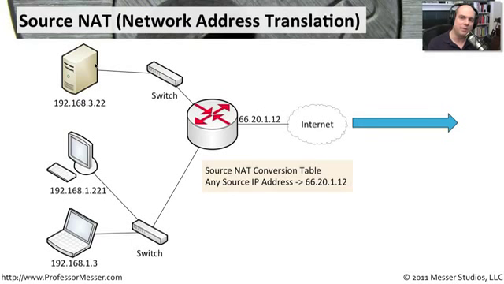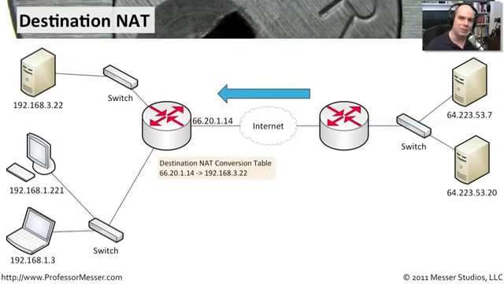But what if you do have web servers and you do have email servers and you would like people on the internet to be able to access those devices directly? Well, you do the NAT in the other direction. You do something called a destination NAT. You configure your firewall or your router to say, if you ever see an IP address coming in of 66.20.1.14 and that destination port number perhaps is TCP/80, we could say that that should be going to our web server.